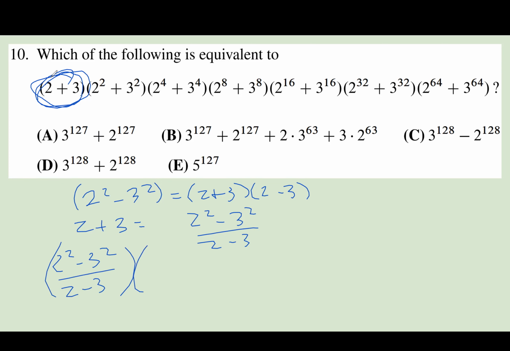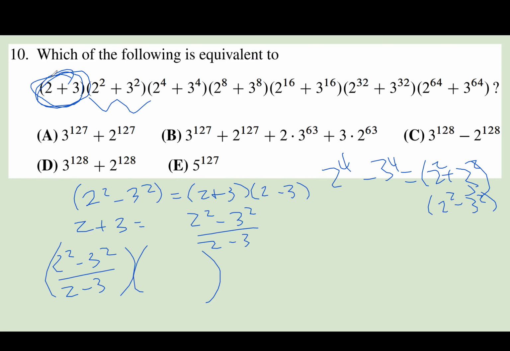That's the first one. So what about the second one? How could I get that? What if I did 2 to the 4 minus 3 to the 4 equals 2 squared plus 3 squared times 2 squared minus 3 squared, right? So that means that 2 squared plus 3 squared is 2 to the 4 minus 3 to the 4 over 2 squared minus 3 squared. And then you're starting to see a pattern, right?